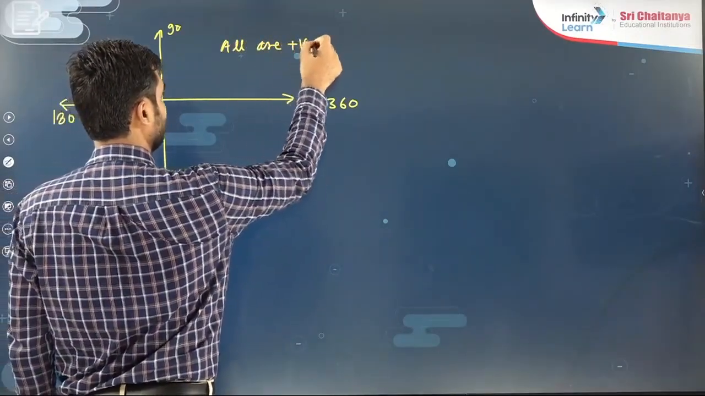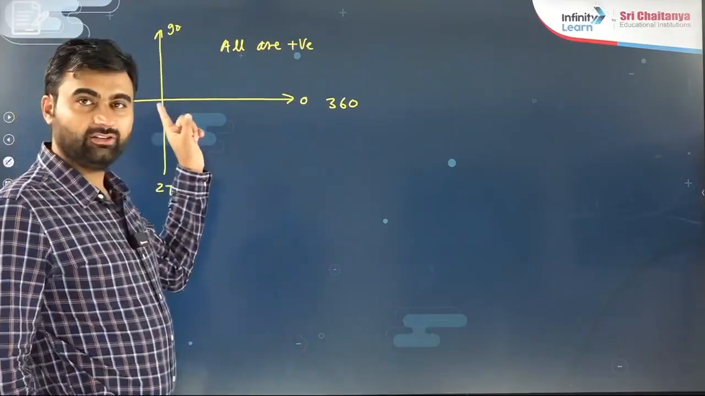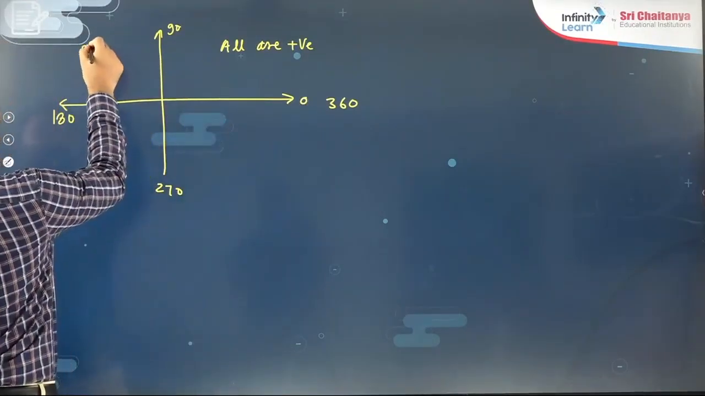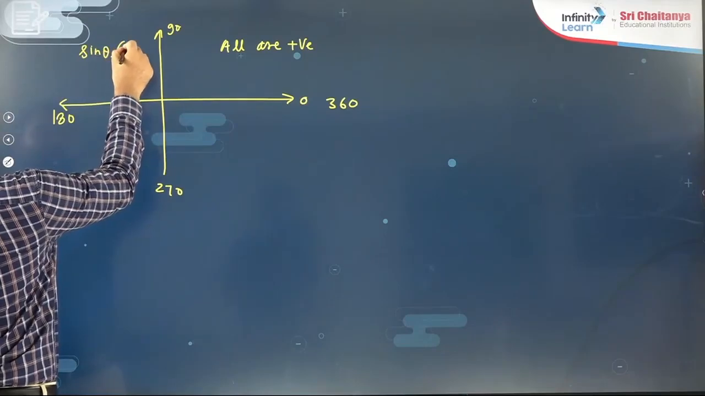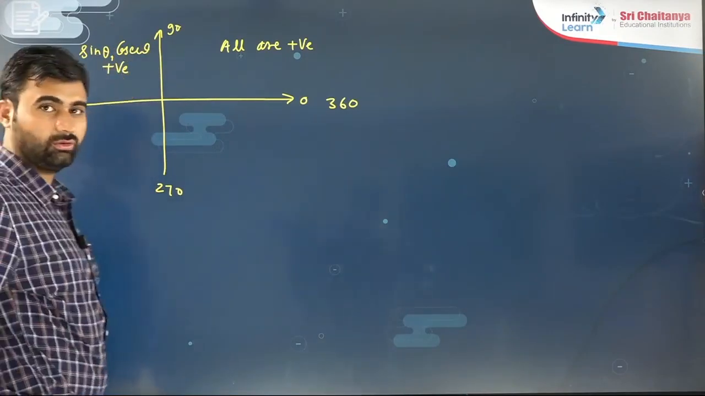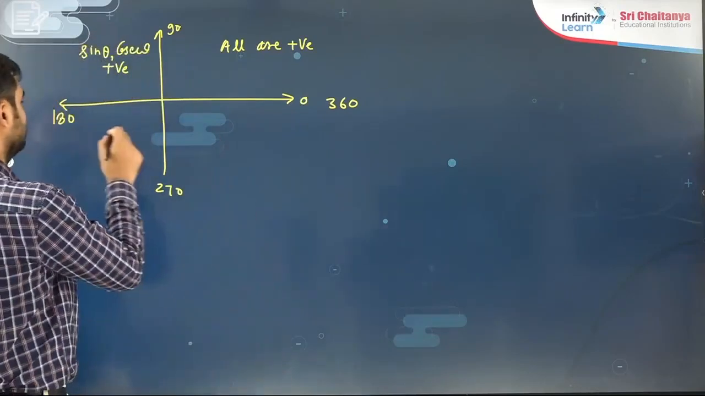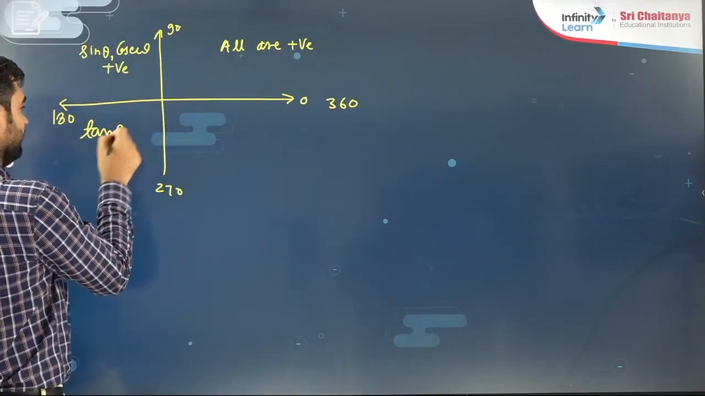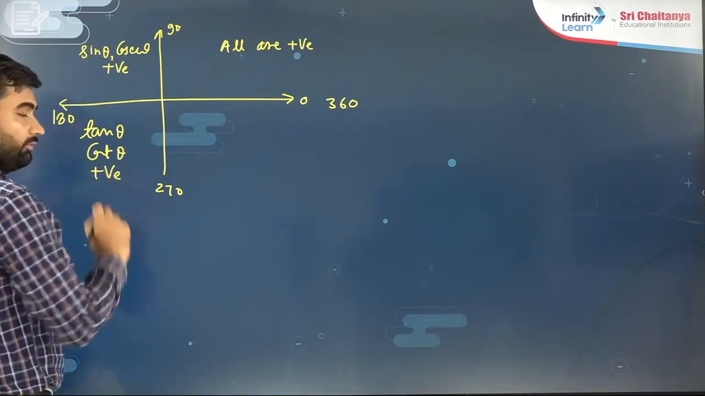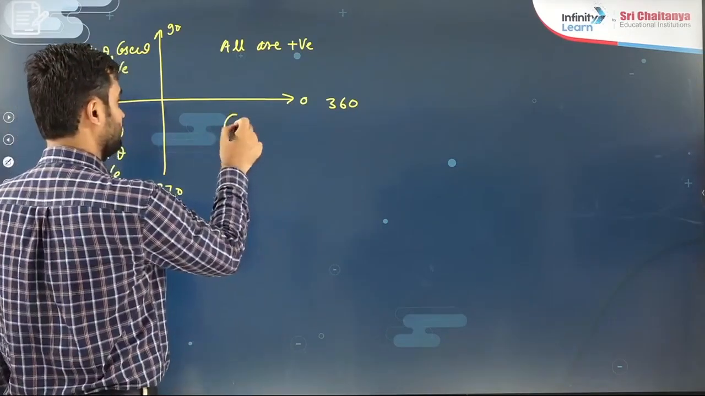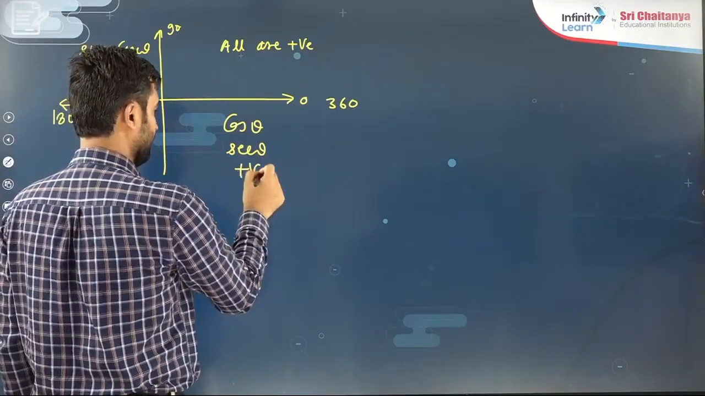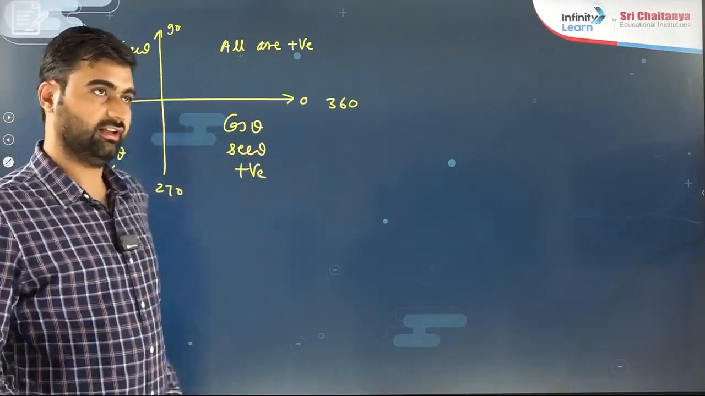Okay. Then in the second quadrant which functions are positive? In the second quadrant sin theta and cosec theta are positive, others are negative. Okay. In the third quadrant tan theta and cot theta are positive, others are negative. Okay. And in the fourth quadrant cos theta and sec theta are positive, others are negative. We understood this in the last class.